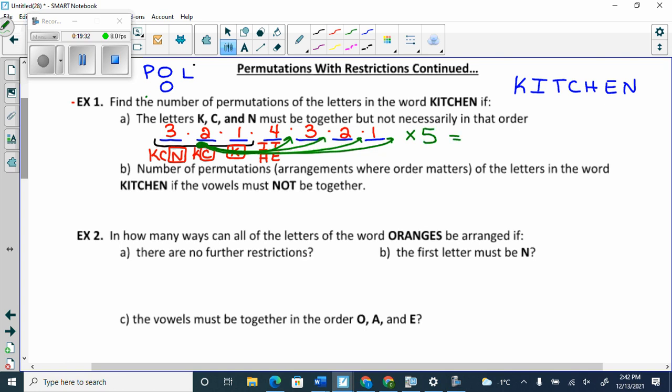And I multiply with the multiplication symbol just to prove the point. Now, I could type this in as 3 times 2 times 1 times 4 times 3 times 2 times 1 times 5. I could absolutely do that. Or, what is 3 times 2 times 1?